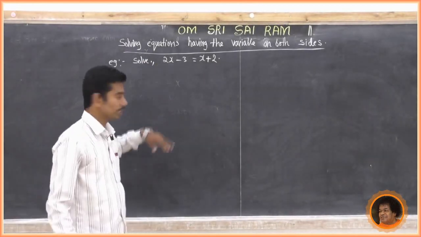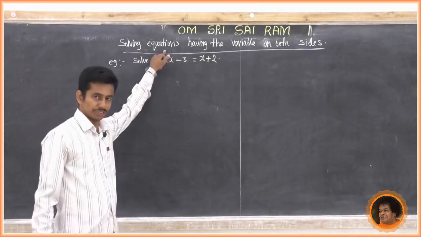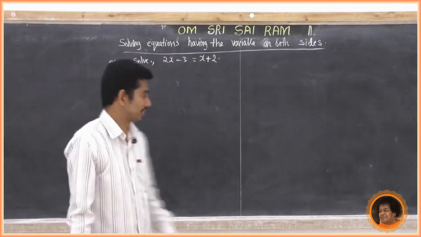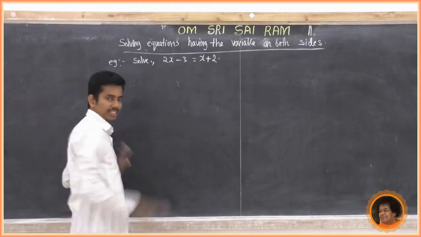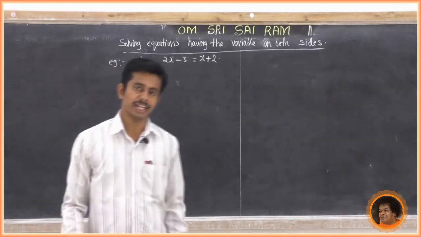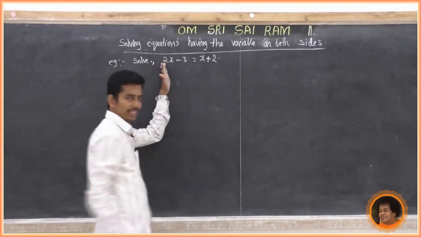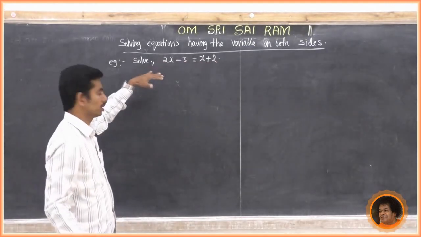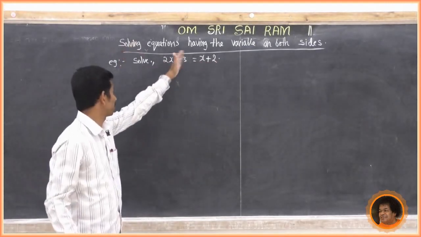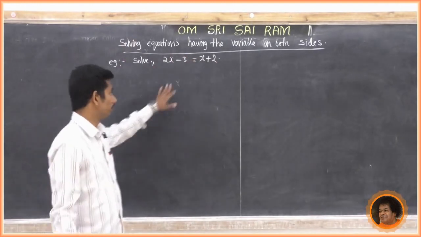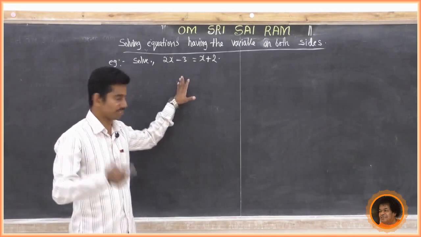Just look at the topic. Solving equations. It is a linear equation having the variable on both sides. An equation means it contains two sides, left hand side and right hand side. It is also a linear equation. What is the difference between the previous linear equation and this linear equation? This is a linear equation having the variable on both sides.